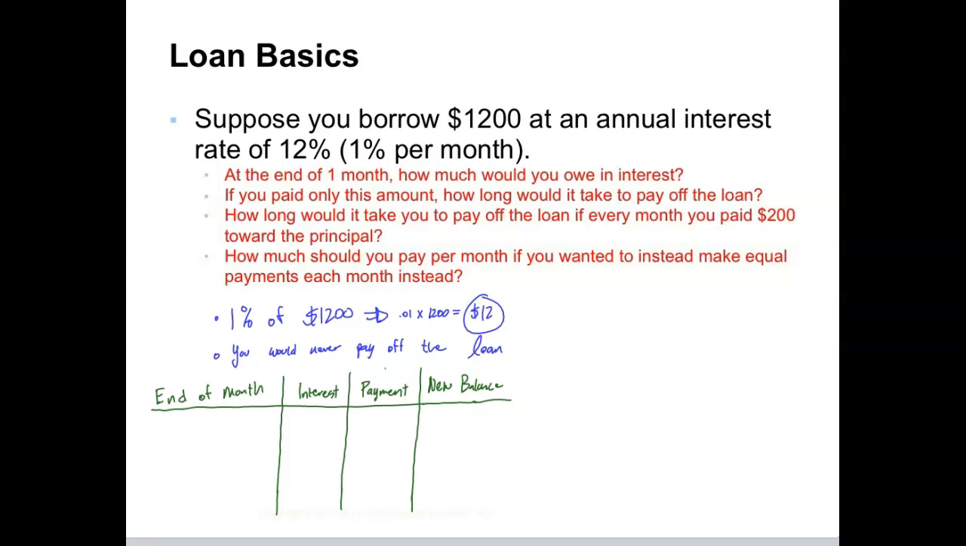At the end of month one, we just figured out that we'd have $12 in interest. So if we want to make a payment of $200 towards the principal, we actually have to pay $212. So we pay the $12 interest, then the $200 towards the principal, and then our new balance becomes $1,000.